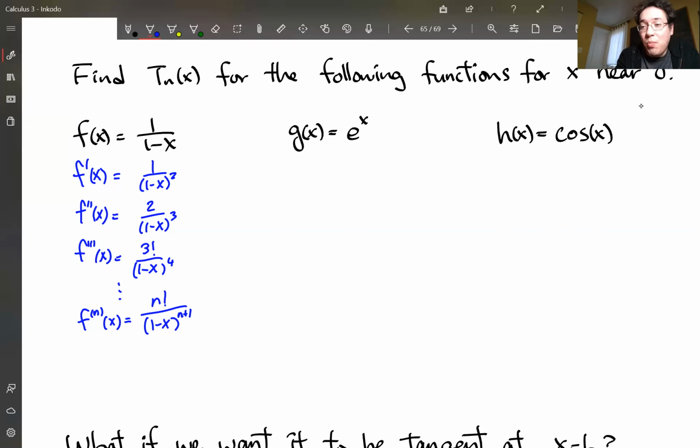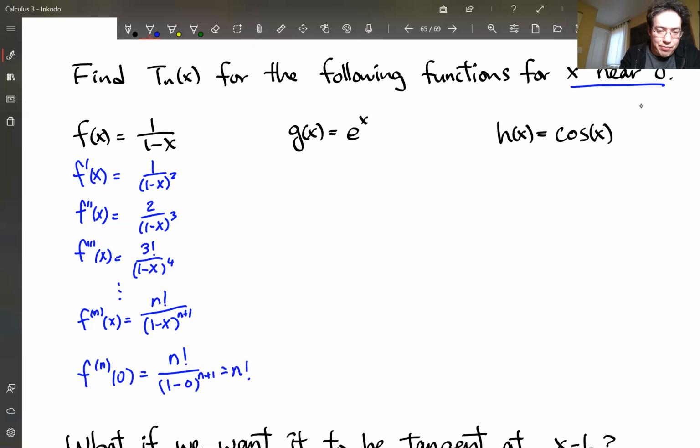Okay, so these are the derivatives themselves. We have to plug in x equals 0. So if I plug that in, the derivative becomes n factorial divided by 1 minus 0 to the n plus first power. So that's 1 to the n plus first power, which is just 1. So this is just n factorial. Okay.